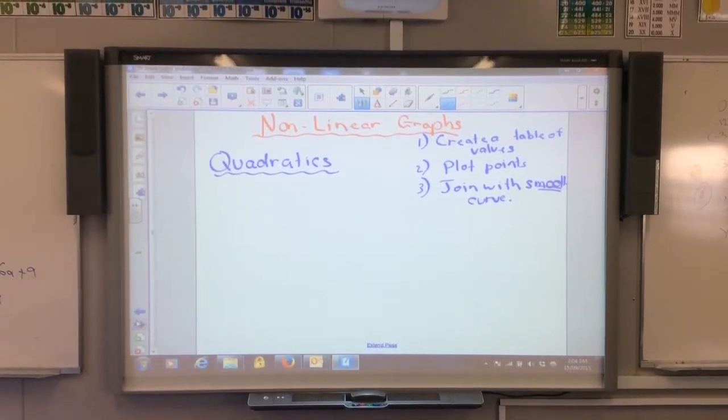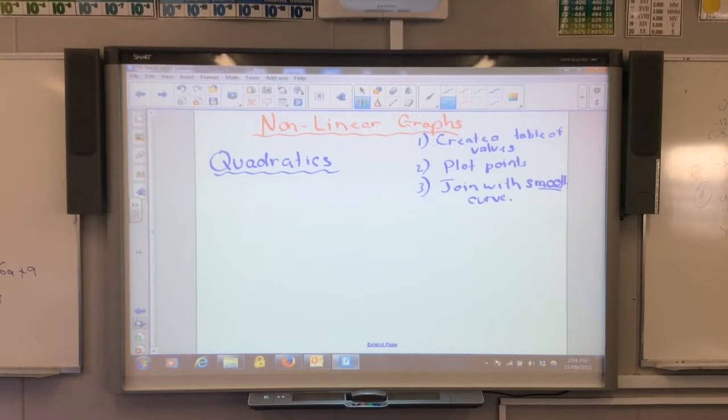Okay, the very last concept in this chapter is non-linear graphs. Everything we've done so far, they all worked out to be straight lines. In this lesson, we're going to look at what happens if it's not a straight line. We're going to do 3 steps for each of these to work out what it looks like.